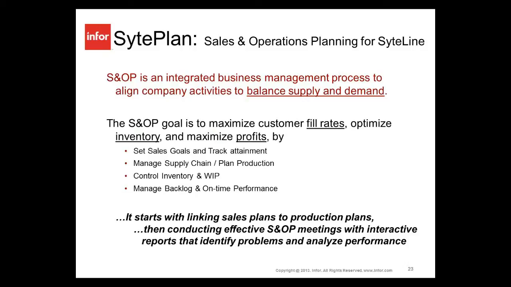that help you manage a sales and operations planning process, which really, for those of you who haven't worked with an environment like that before, the main idea behind it, according to APICS, is just that it's a cross-functional management team working together to balance supply and demand. The primary thing that this team works on is setting goals and tracking attainment to the goals, managing the supply chain and production, managing inventory levels, and managing the backlog and on-time performance. Of course, there's a lot more to it than just that, but that's kind of the general categories.